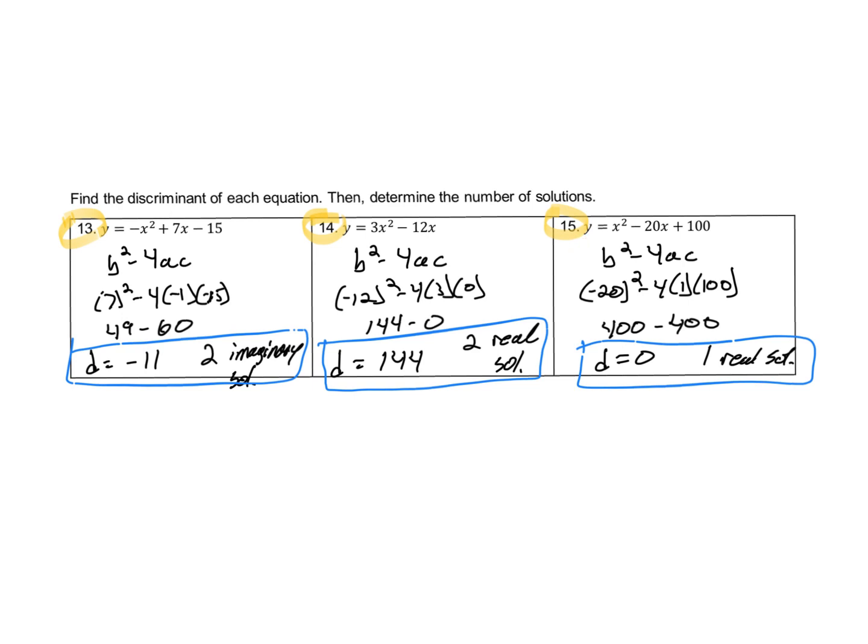And then on number 15, when we worked it all out, we noticed that the discriminant was 0. Well, when the discriminant is 0, that means you're going to only have one solution and one real solution. All right, and that's a quick look at finding the discriminant.